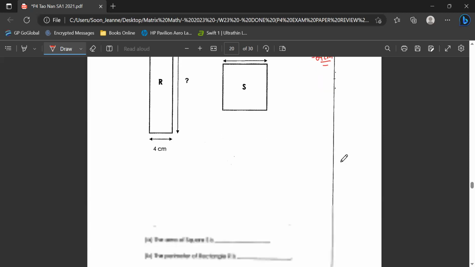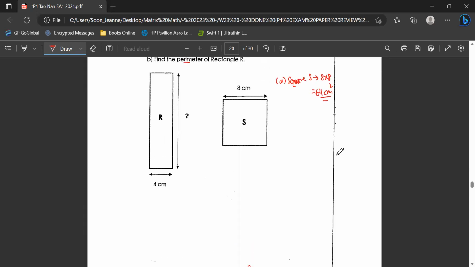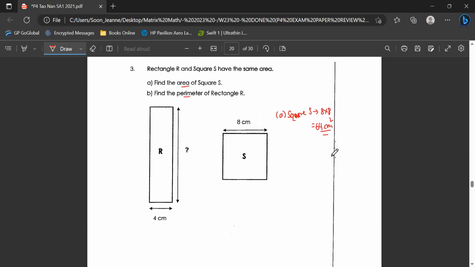This is for A. So I want you to fill up for A. Always when you get your answer, fill up your answer here, 64 square centimeter. Then you proceed to B. So what is B asking? Find the perimeter of rectangle R. So you know that both have the same area. If this is 64 square centimeter, this area R will also have 64 square centimeter. If you want to find the perimeter, you need to know the length. So in this case, we can find the length of R.